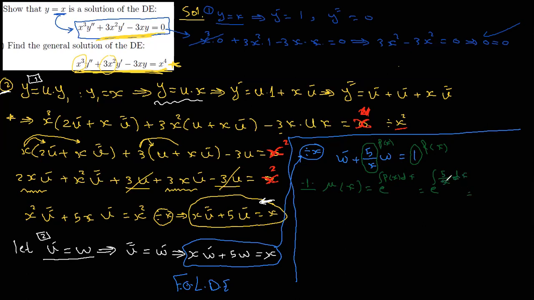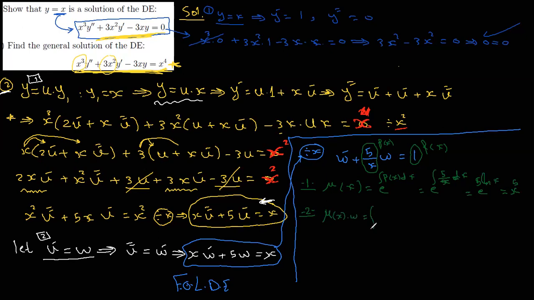So this integral will be what? It will be e power of 5 ln x. We'll simplify it. It will be x to the power 5. Second step: substitute mu of x times w.